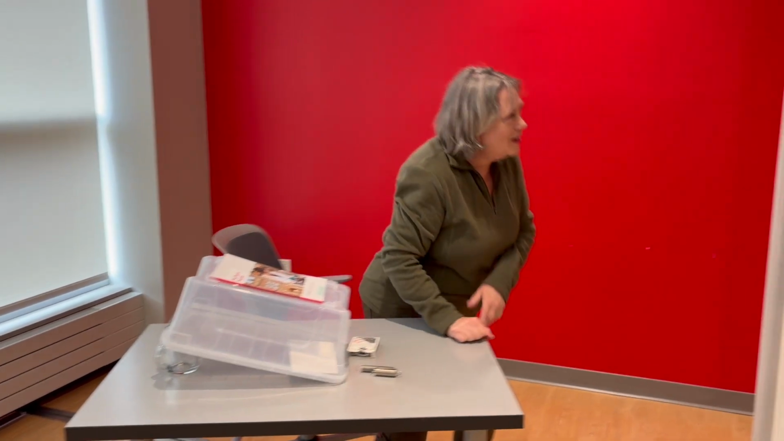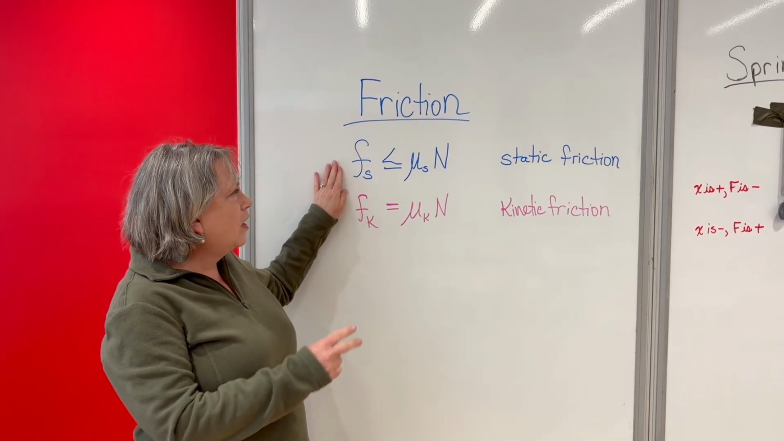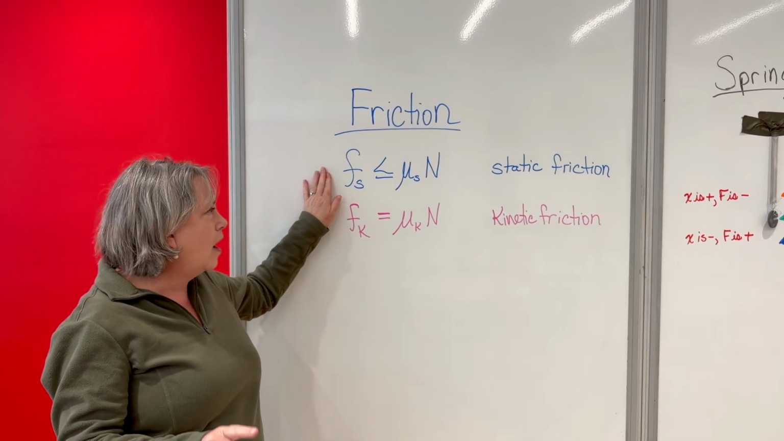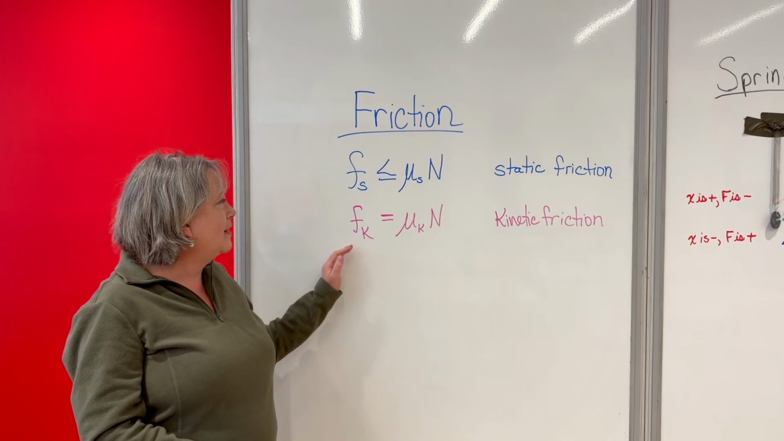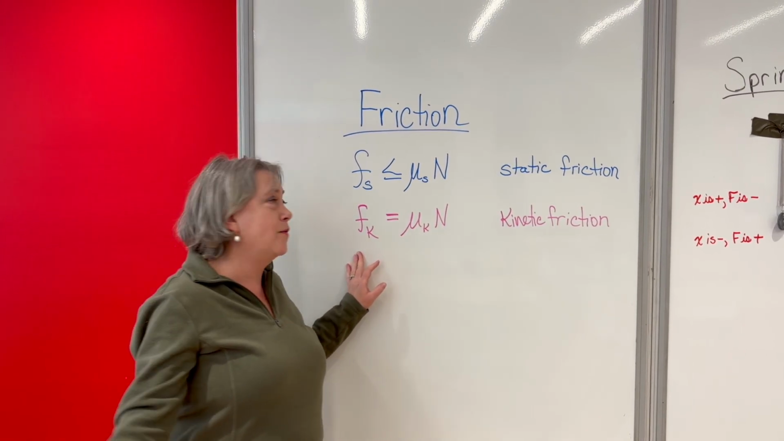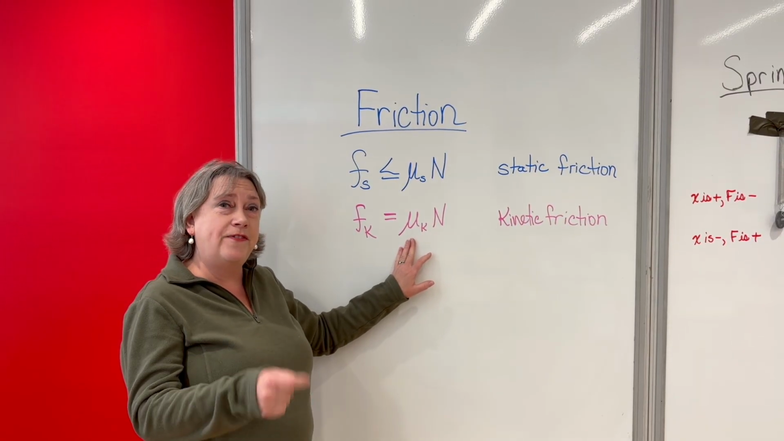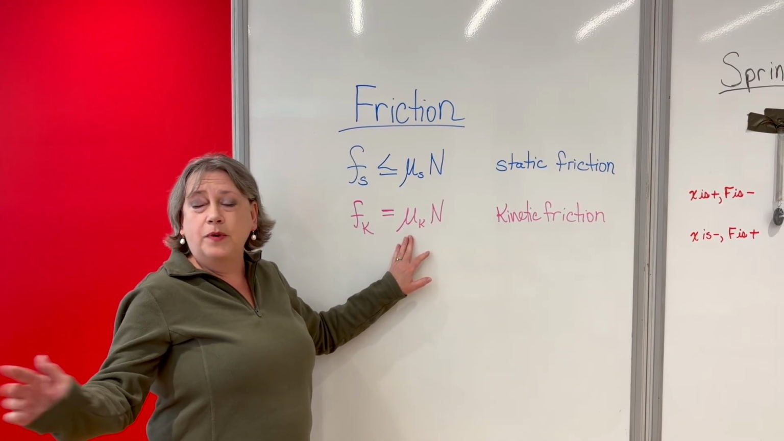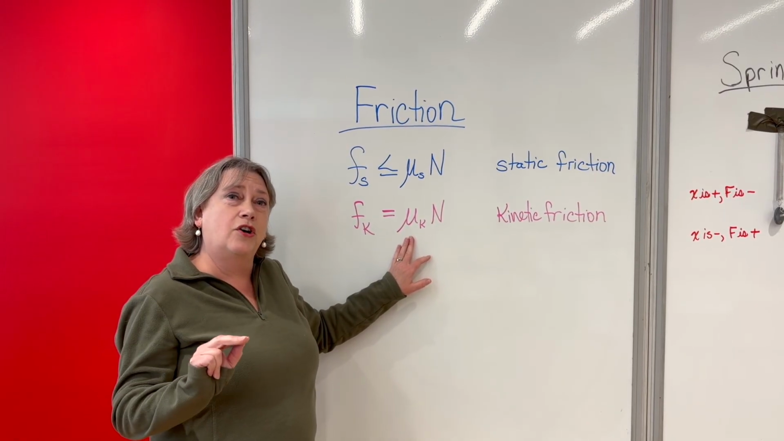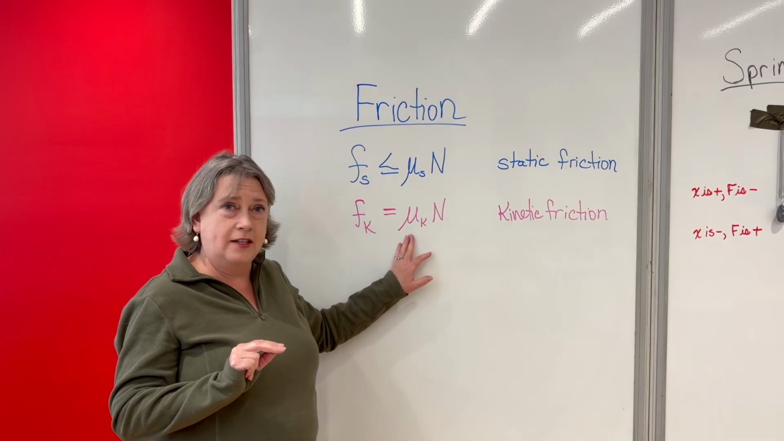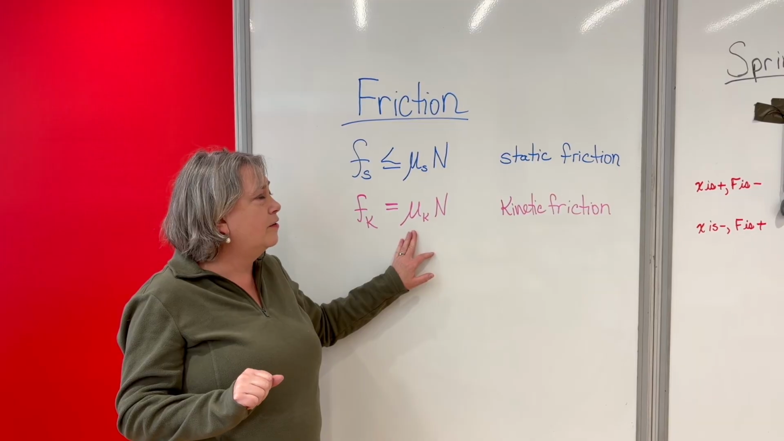So let's look at the equations. We have two kinds of friction: the static, which again is when something's not moving, and kinetic when it's moving. In both cases, we calculate the amount of friction by taking the normal force multiplied by the coefficient of friction. So in the example I just showed, the plastic with the cards had a bigger coefficient than the paper with the cards because it had a bigger force of friction.